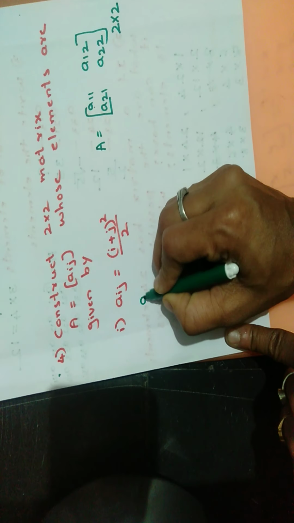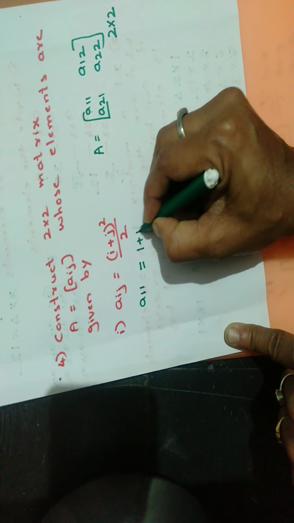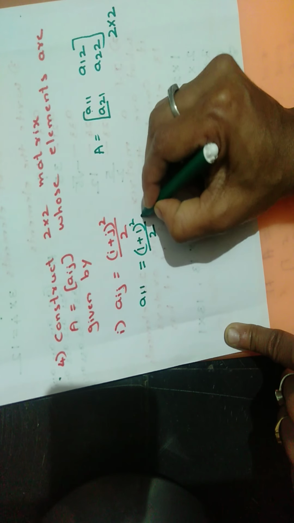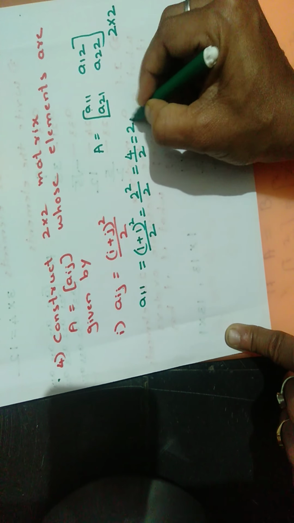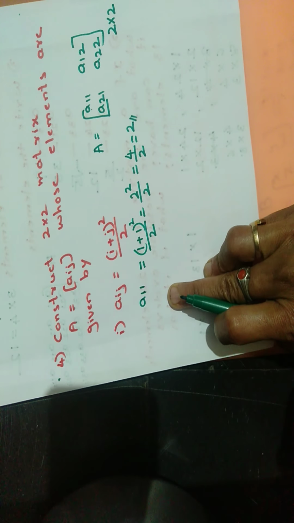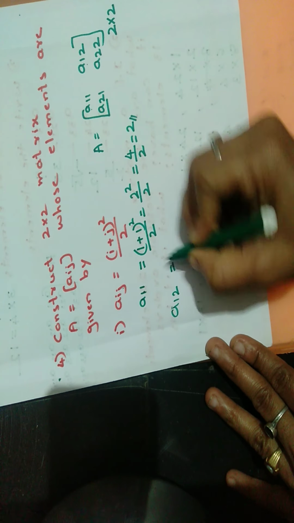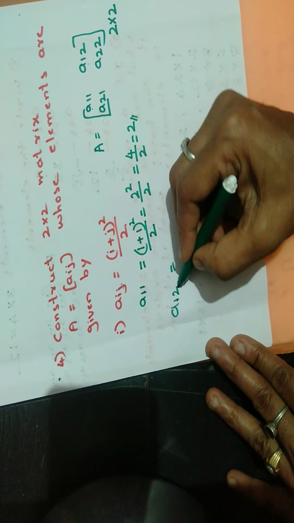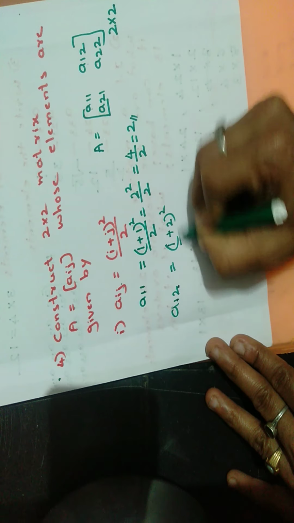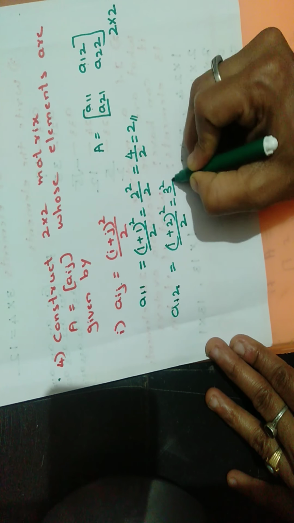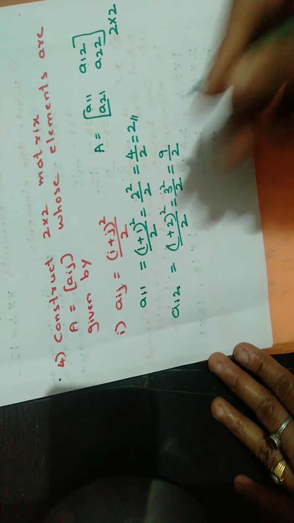First element, that is A11. By comparing, i is equal to 1 and j is equal to 1, that is (1 plus 1) whole square divided by 2, that is 2 square divided by 2, that means 4 by 2, that is equal to 2. This is the first element, that is A11. Next element, second element, that is A12. A12 means i is equal to 1 and j is equal to 2. So substituting in this equation, (1 plus 2) whole square divided by 2, that is 3 square divided by 2, that is 9 by 2. Okay, the first row is complete.